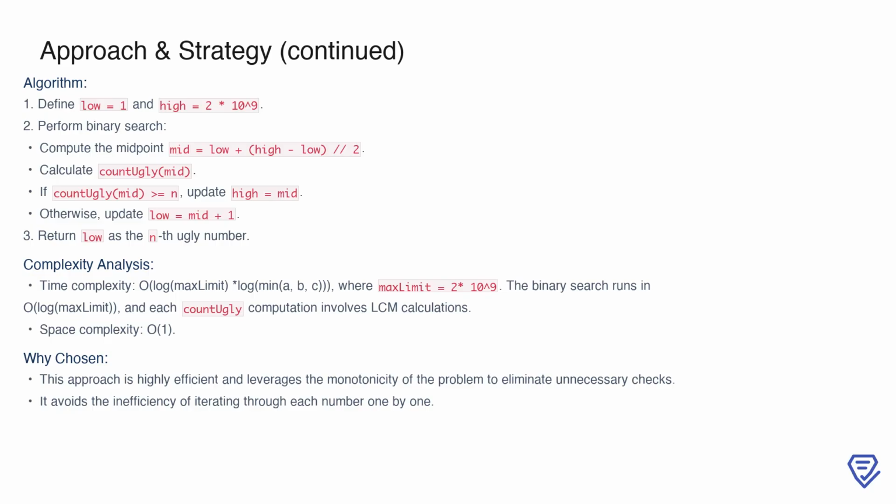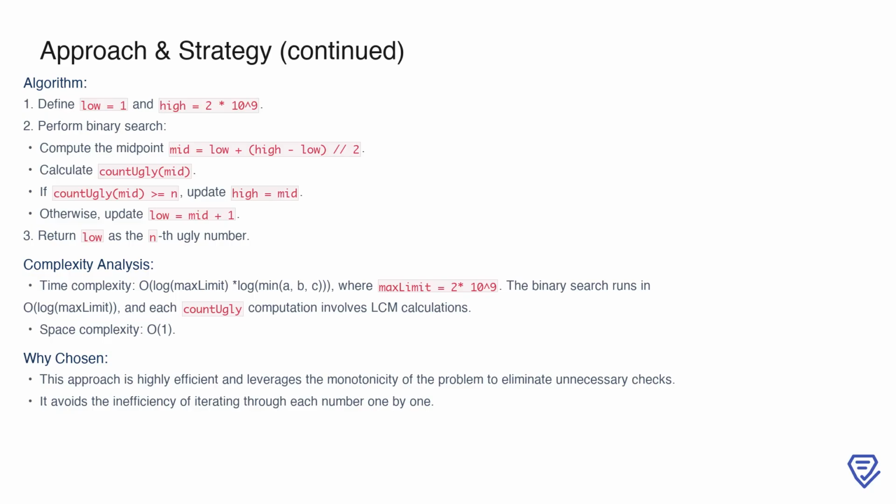If the count is greater than or equal to n, it means that the nth ugly number could be at mid or lower, so we adjust the upper bound with high equals mid. Otherwise, we know the nth ugly number must be larger, so we shift the lower bound with low equals mid plus 1. Once the binary search converges, the value of low will represent the nth ugly number.